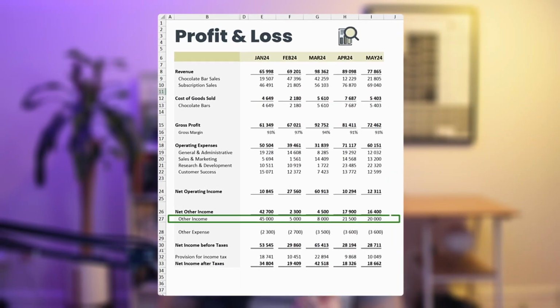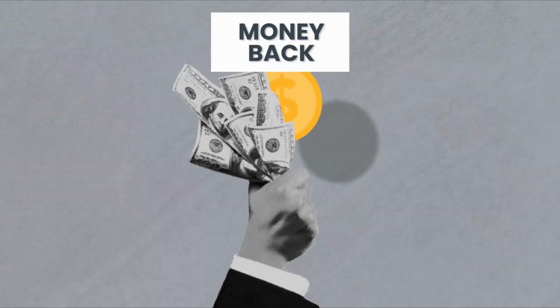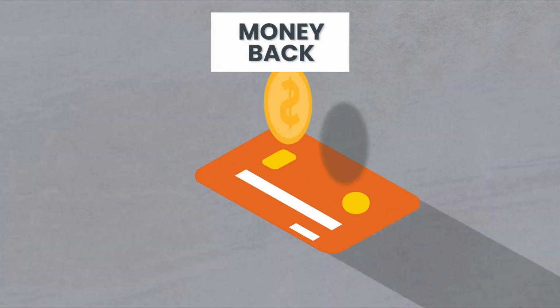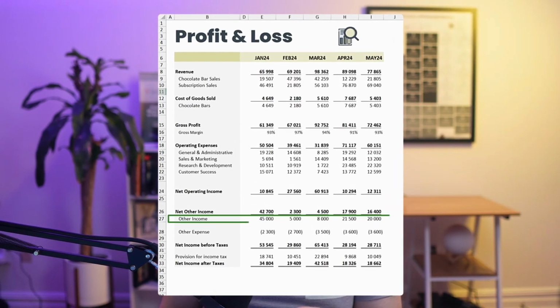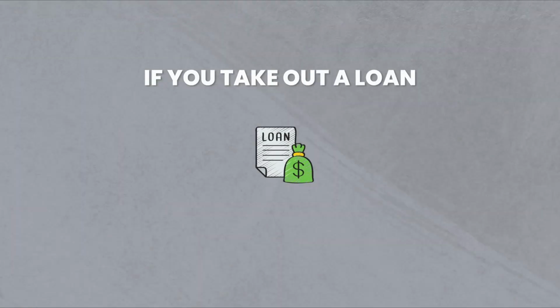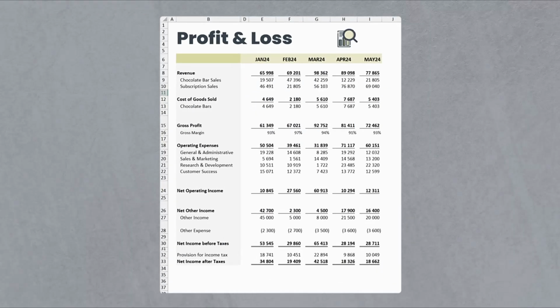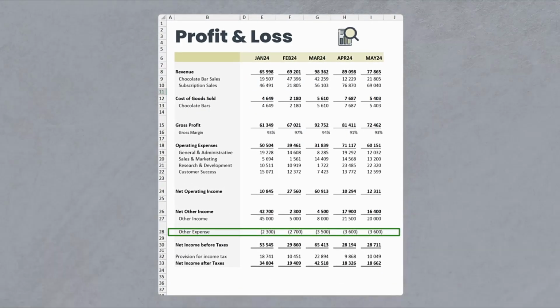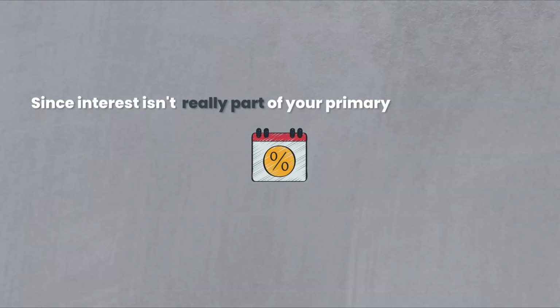Now we also have other income and other expenses. Those are like those awkward cousins who you only see for Thanksgiving. They're income and expense amounts, but they aren't really related to your core business model. Like those cousins, they're not really part of the core family. So if you receive money back from, let's say, your credit card company for credit card points, well, that would most likely be an other income account. And if you take out a loan and pay interest on that loan, that interest would be most likely an other expense amount, since interest isn't really part of your primary business activity. All right, so those are the sections.